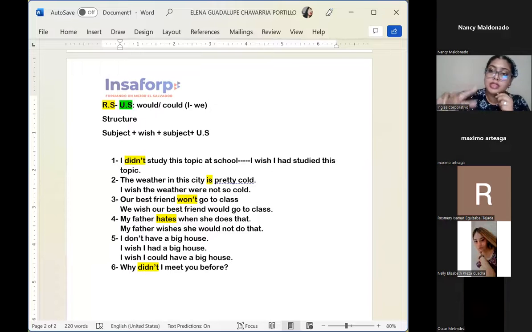And we are going to transform that question into a sentence. And we are going to say, ojalá yo te hubiese conocido antes. Y desde el momento que decimos ojalá, ponemos I wish. Wish. Who? What is the second one? I. And in this case, if we have the simple past, what is the structure that we are going to use for the simple past? I had. What?